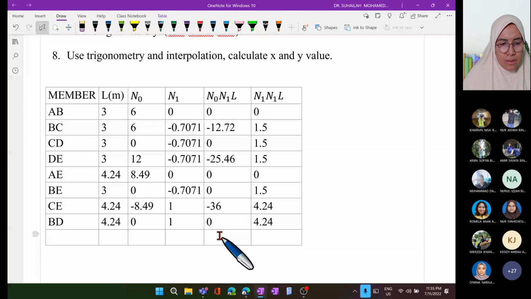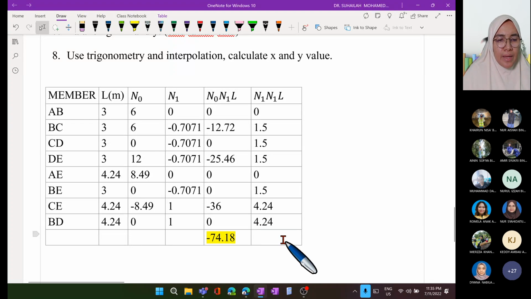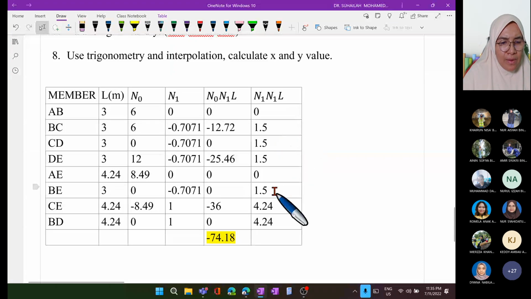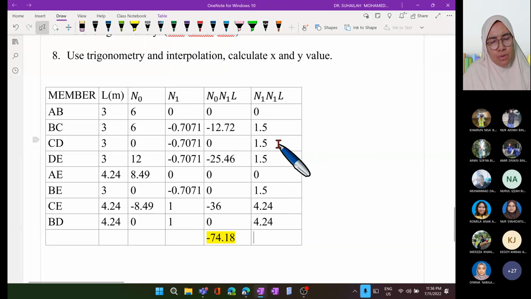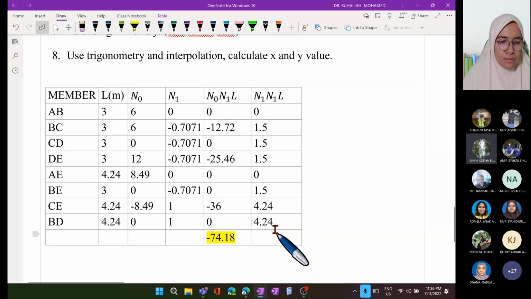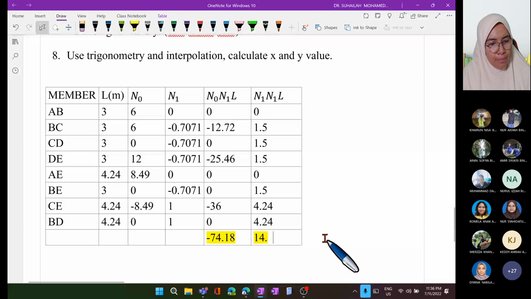Berapa? Negative 74.18. Okay. And total N1 square L: 1.5, 1.5, 1.5, ada 4 kali 1.5. Berapa tu? 6. 6 tambah 8.48 ni berapa? 14.48. Okay, 14.48.